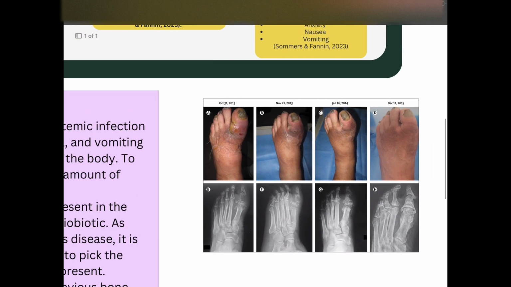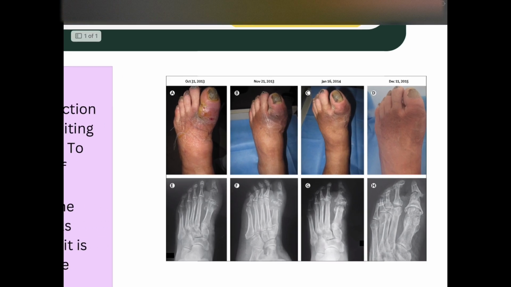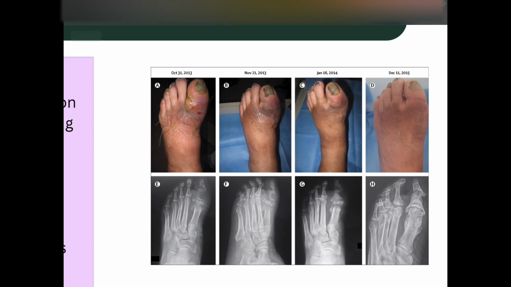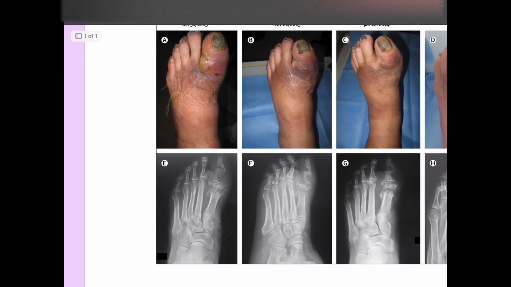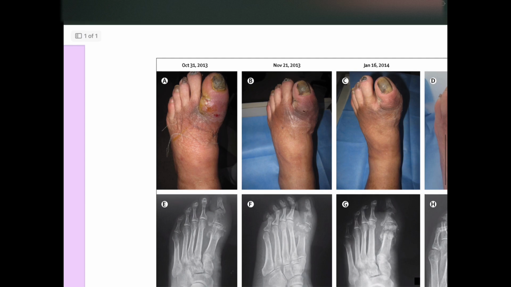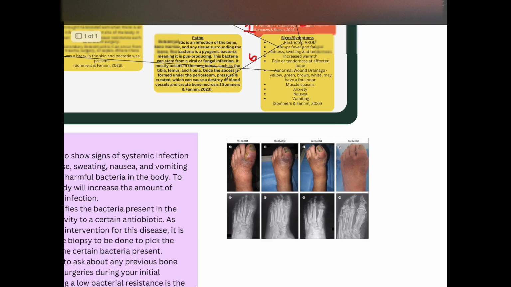It looks like this patient really didn't take care of this in a timely manner. I don't know if that's a normal thing, because it's like year ranges. But anyway, you can see here in the x-ray, there's that fluid near the big toe, and we have that drainage.